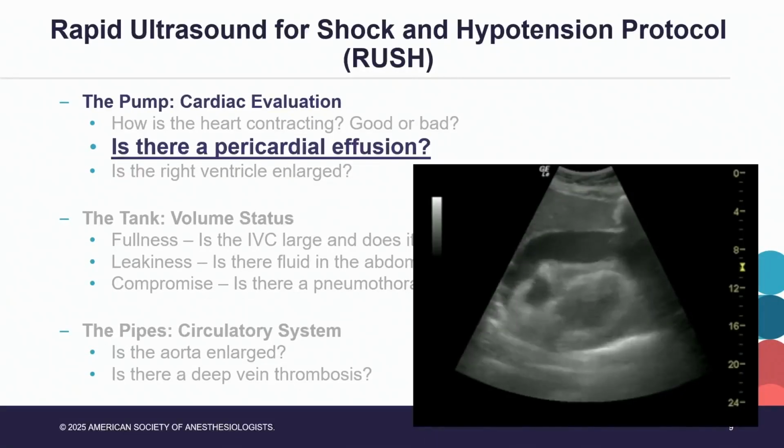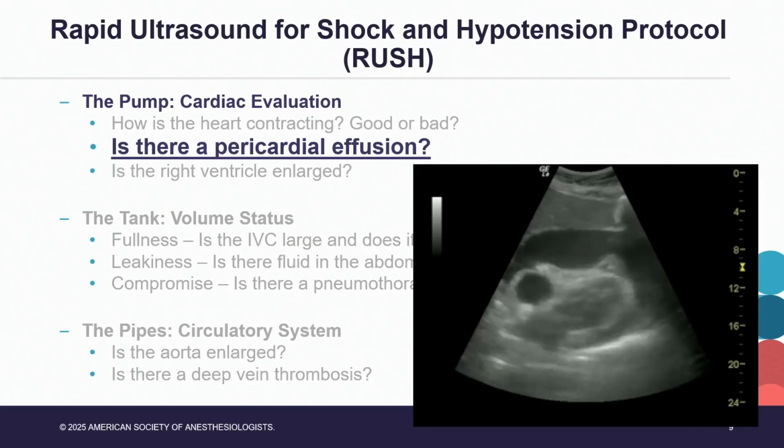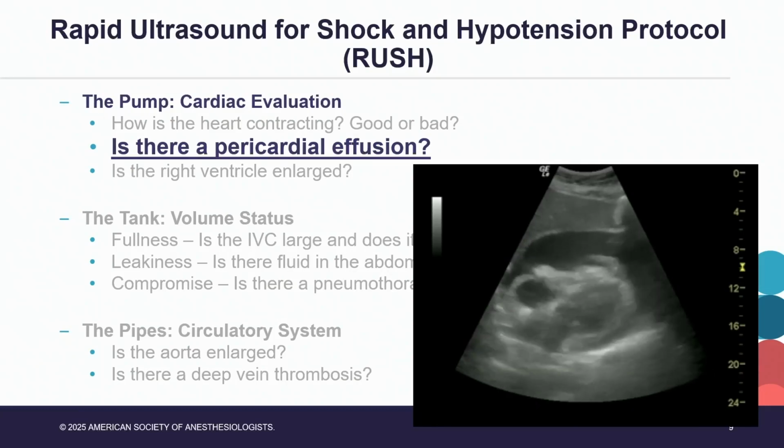Is there a pericardial effusion? This is a subxiphoid view with a large pericardial effusion right here. It's supposed to be a 4-chamber view, but you will really only see 3 because that right ventricle is so collapsed right here that it's having trouble filling in diastole because you have tamponade.